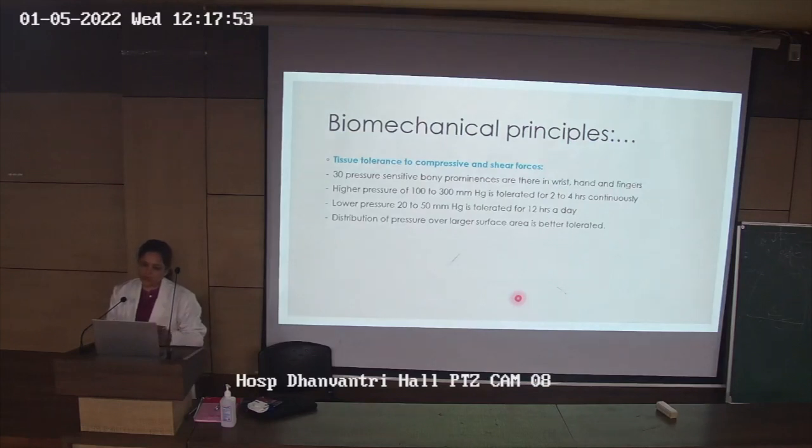and a lower pressure of 20 to 50 mm of mercury is tolerated for up to 12 hours. Why is it important? Because we have to decide how much force we have to apply to correct the deformities. Distribution of pressure over a larger area is better tolerated, which is done by application of a foam layer or Ethaflex layer or soft inner lining to the orthosis.